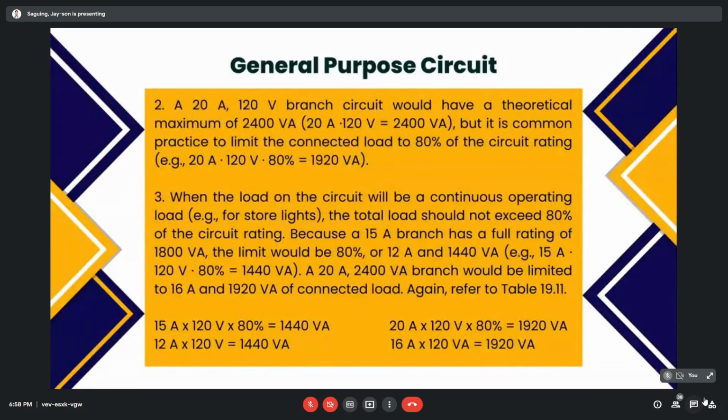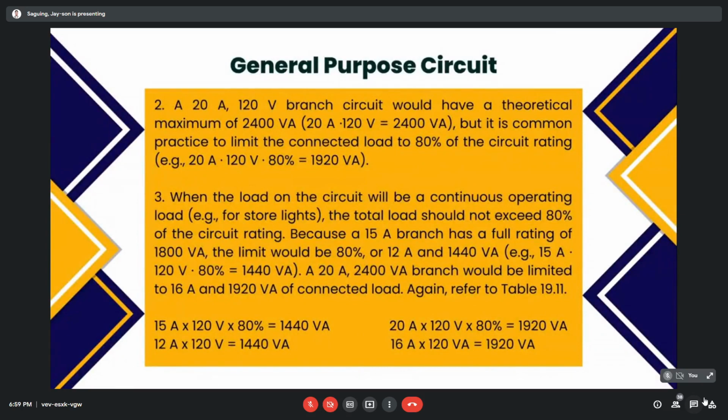Number 2, a 20 amps 120 volts branch circuit would have a theoretical maximum of 2400 volt amps. We just multiply 20 amps by the 120 volts, so it equals 2400 volt amps. It is actually common practice to limit the connected load to 80% of the circuit rating. So 20 amps times 120 volts times 80%, which is equal to 1920 volt amps.